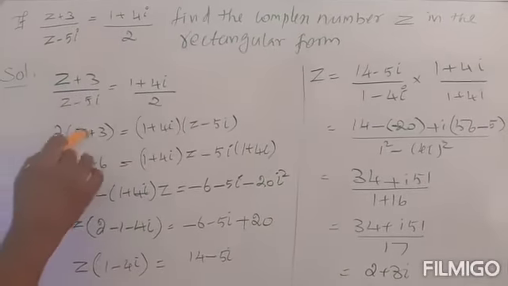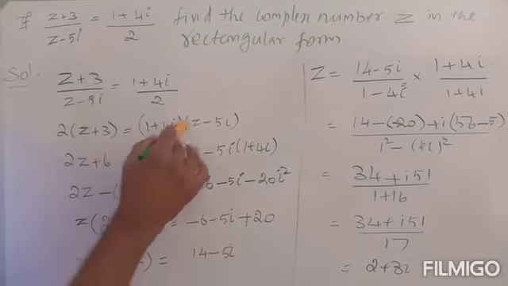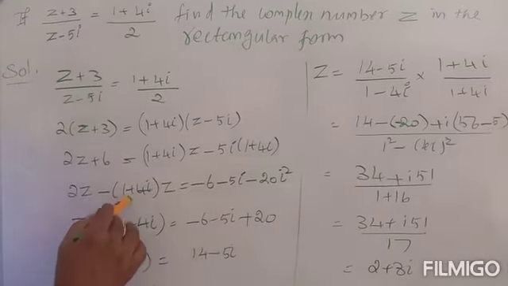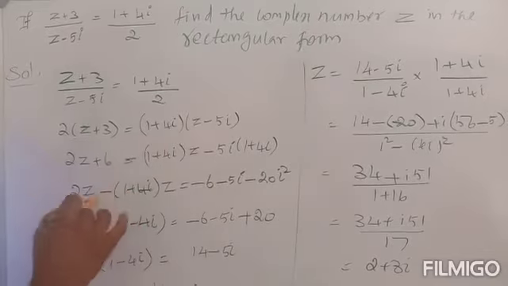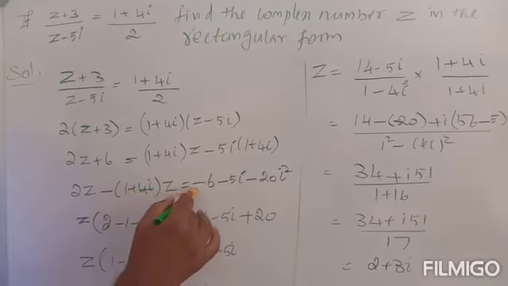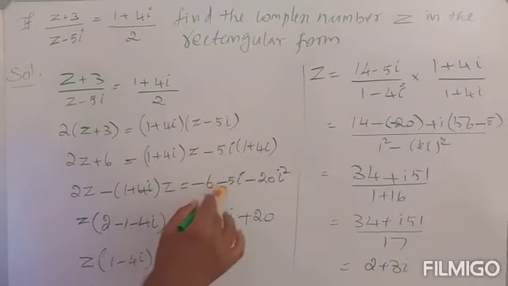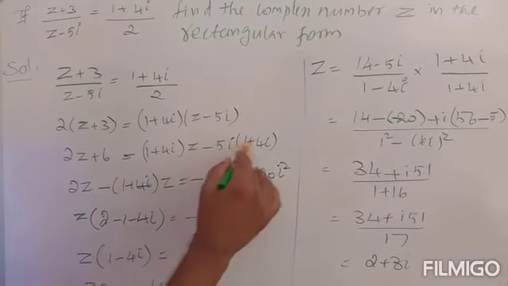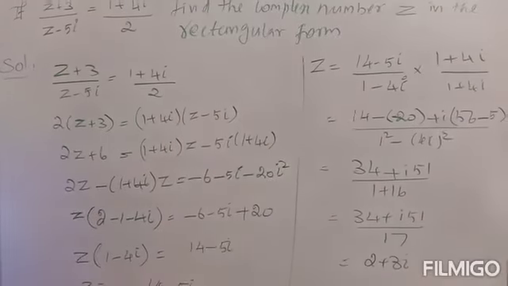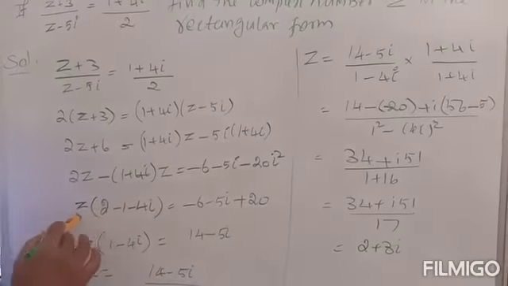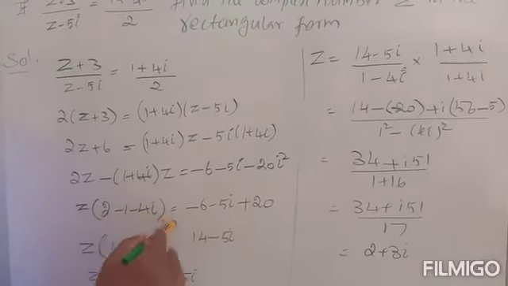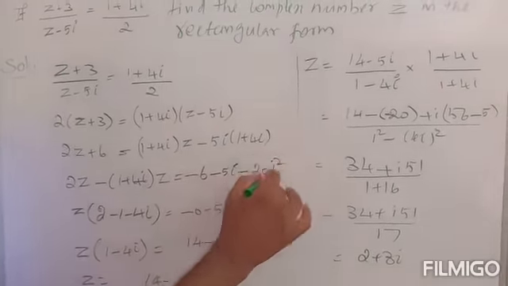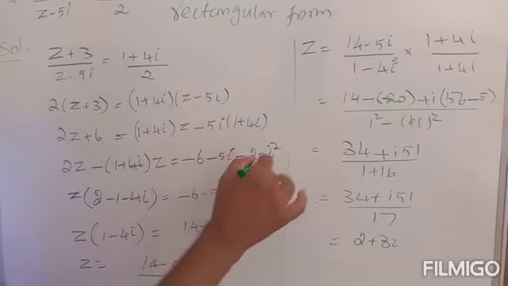So we can multiply: 2 into z, 2z; 2 into 3, 6; 1 plus 4i into z minus 5i into 1 plus 4i. So 2z minus (1 plus 4i) into z, taking this 1 plus 4i to this side, equal to, this 6 is going that side, minus 6 minus 5i into 1 plus 4i, minus 5 into 4, 20i into i square. So we take z common: z into 2 minus 1 minus 4i equal to minus 6 minus 5i plus 20, since 20 into i square, that is minus 1, minus 20 into minus, plus 20.